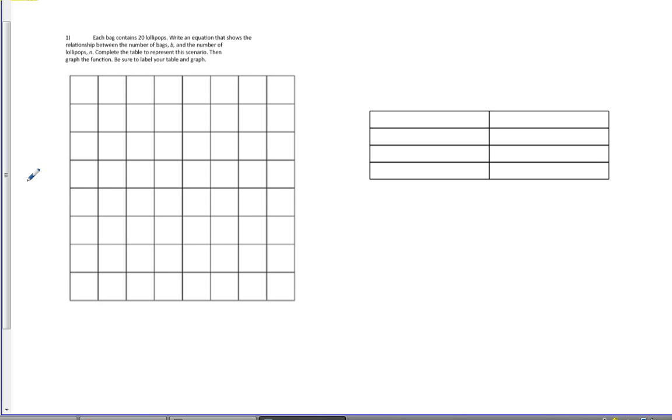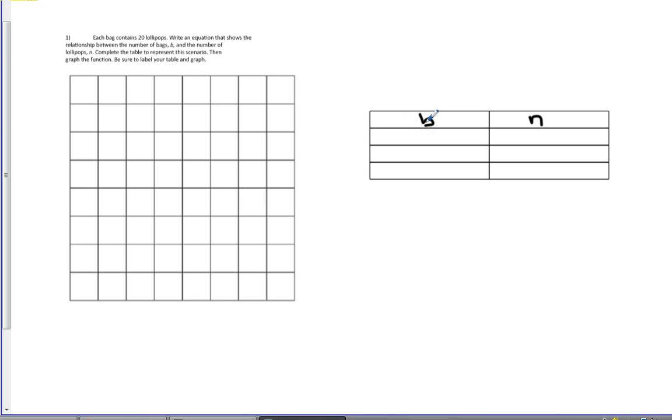So we have two unknowns. We have the bags of lollipops, and we have the number of lollipops. So does the bag depend on the number of lollipops, or does the number of lollipops depend on the bags? And so what you have to say is that the number of lollipops depends on how many bags you have. So B becomes our independent variable, and N, the number of lollipops, depends on how many bags you have.